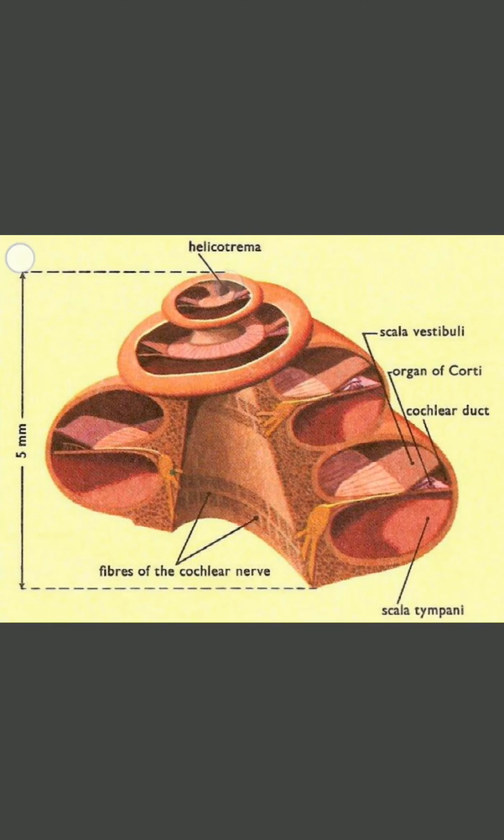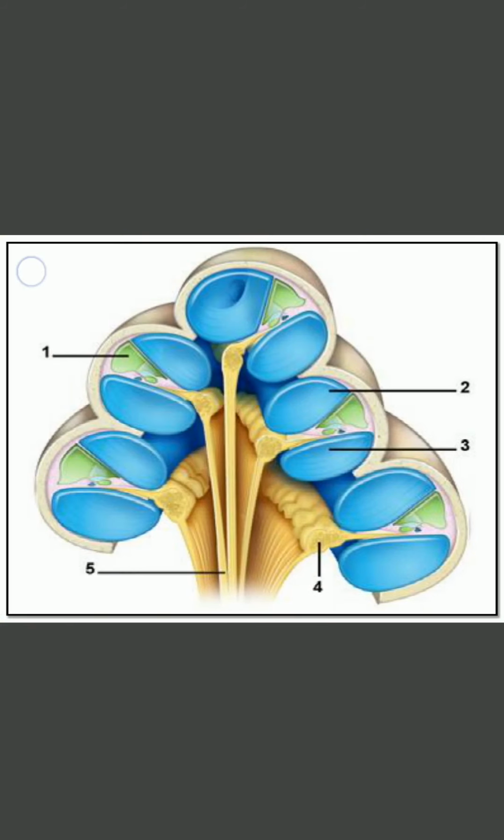Here you can see the point where the scala vestibuli and the scala tympani communicate at the apex of the cochlear canal. There is a small opening which is known as helicotrema. This opening can also be seen in this figure. This is helicotrema.